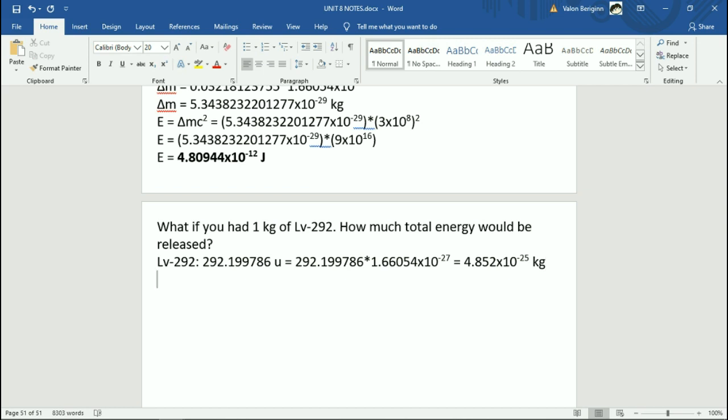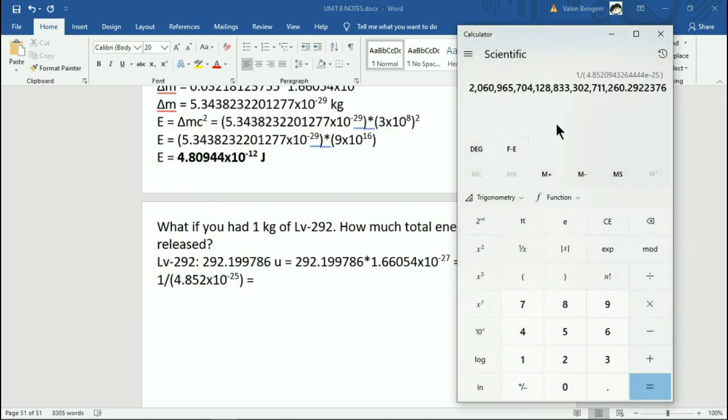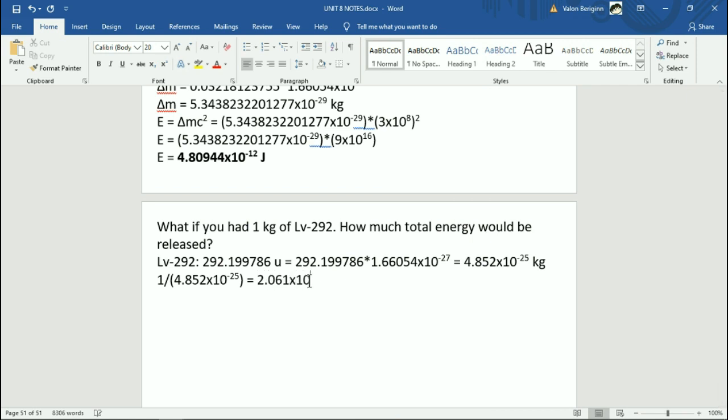So, how many atoms are therefore in 1 kilogram? You're going to say 1 over this. So just boop. 3, 6, 9, 12, 15, 18, 21, 24. 2.061, I guess. Something like that. So this is how many atoms we would have in a kilogram, and this is how much energy is produced per atom. So we would therefore take this number of atoms and multiply it by the amount of energy for one atom.